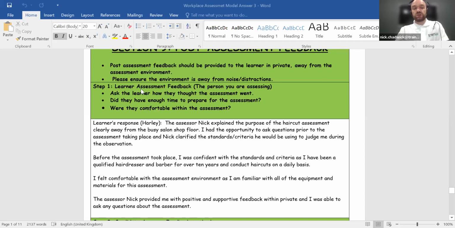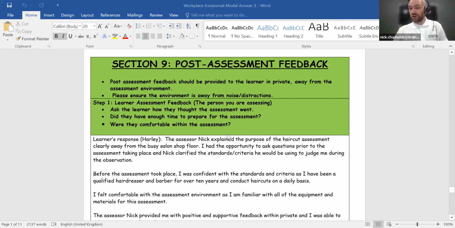So step 1, learner assessment feedback. This is the person you are assessing. So please do ask the learner how they thought the assessment went. Did the learner have enough time to prepare for the assessment? Were they comfortable within the assessment? So this is where you are asking the learner how they thought the assessment went.